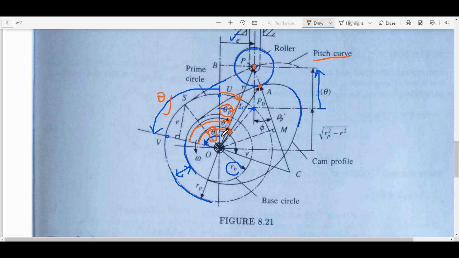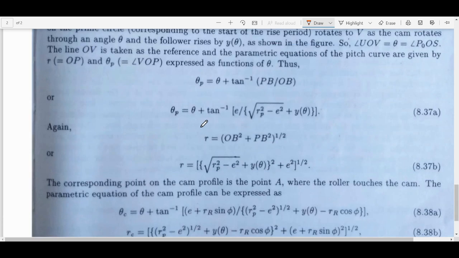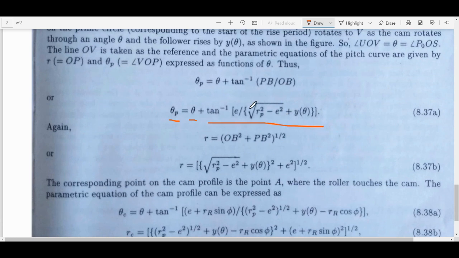is tan inverse of BP over OB. BP is the offset. OB is equal to this height which we have calculated in the previous lecture plus y. There it is. Theta p minus theta equals tan inverse. So the theta has been brought over to this side, it is equal to tan inverse of offset over that height plus y. Okay. Similarly, OB and PB can be used to find the distance r.